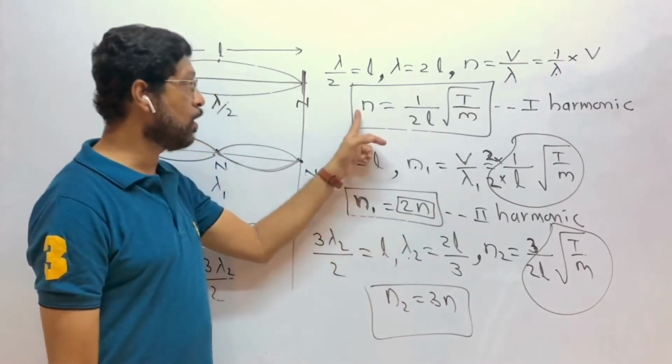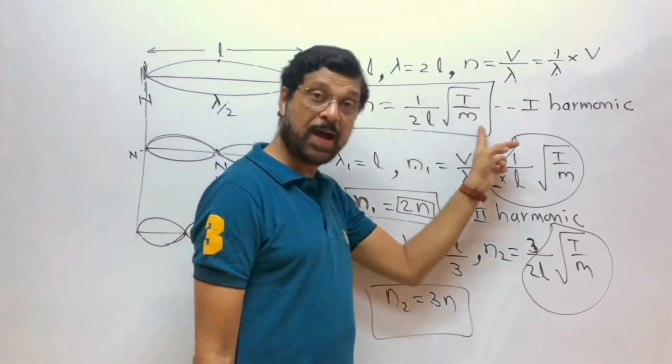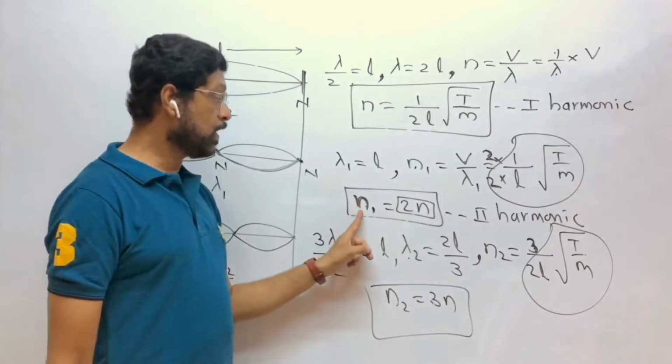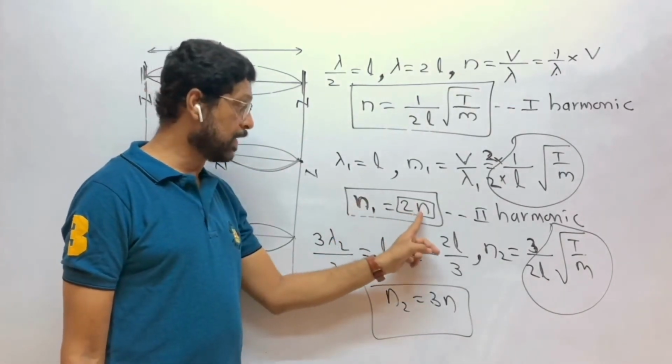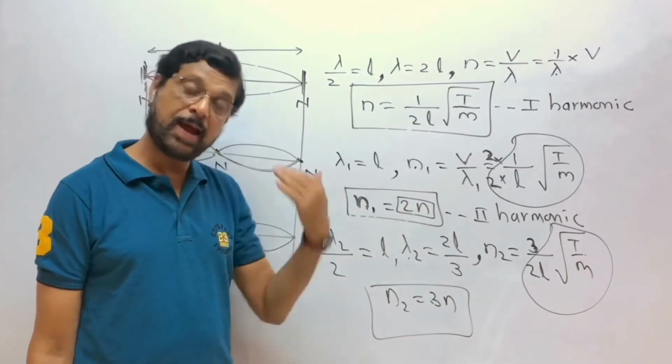And first harmonic in case of string N is 1 upon 2L under root T by M. First overtone is equal to second harmonic. Second overtone is equal to third harmonic, and so on.